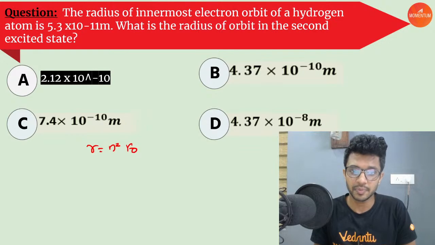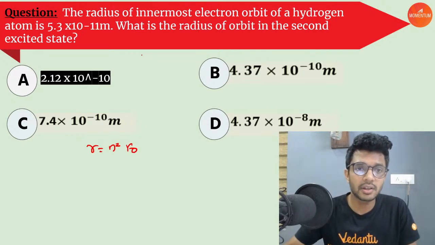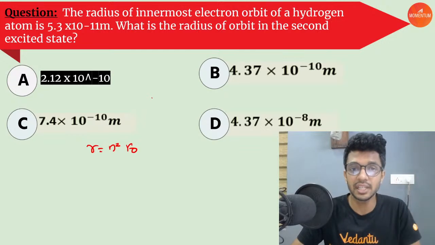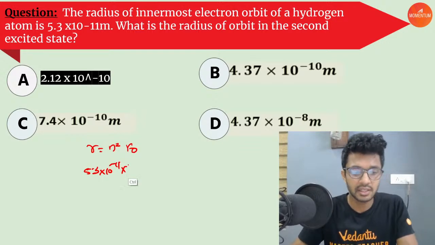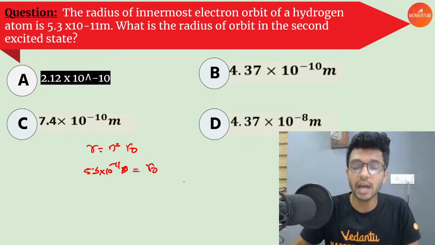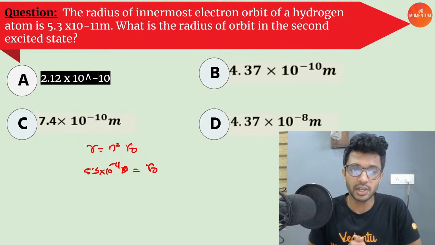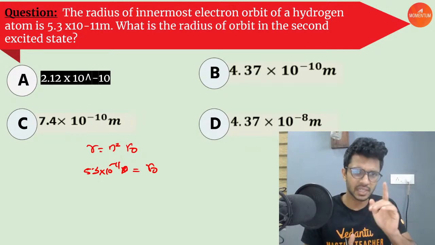Find r naught. Now it is given that the radius of the innermost electron orbit, when the electron is present on the ground state or n equal to 1, is 5.3 into 10 power minus 11. So 1 square into r naught, right? So from here we are actually getting the value of r naught, which is 5.3 into 10 power minus 11. That's not the question.